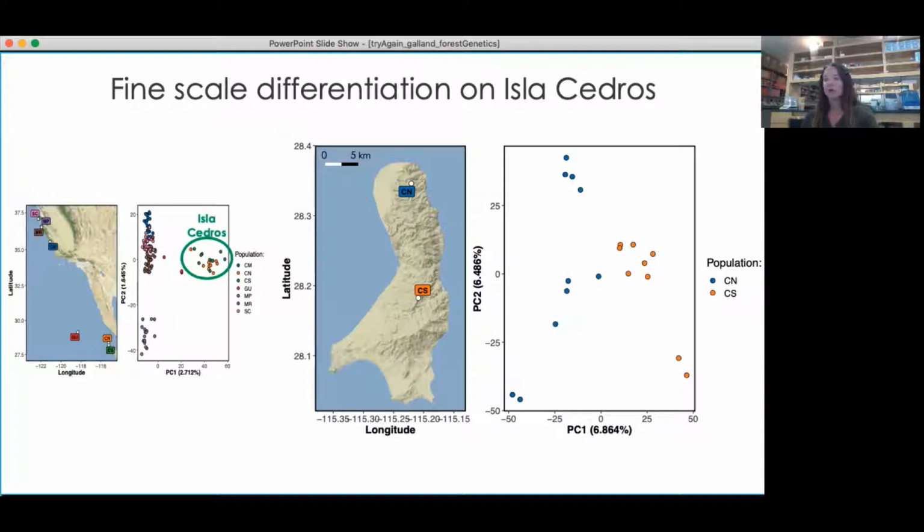Now for all of these preliminary analyses, we see pronounced spatial genetic structure range wide, and we see really striking patterns on the islands. So how is this occurring? Does it have something to do with fire, other environmental variables?